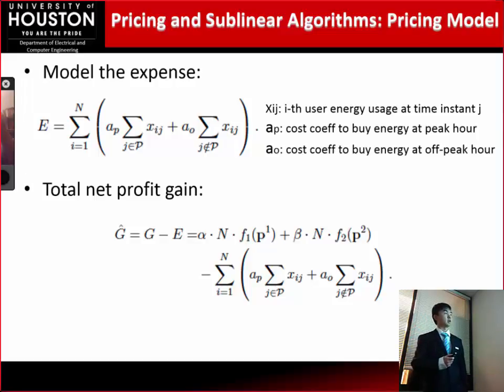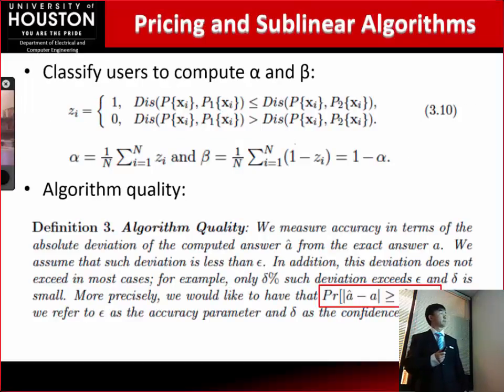Now we need to estimate alpha and beta. To estimate alpha and beta, we use classification to make the class indicator binary. If the testing user Xi is closer to the typical user 1, it will have the class indicator as 1, otherwise the indicator is 0. In this way, alpha and beta can be computed here.